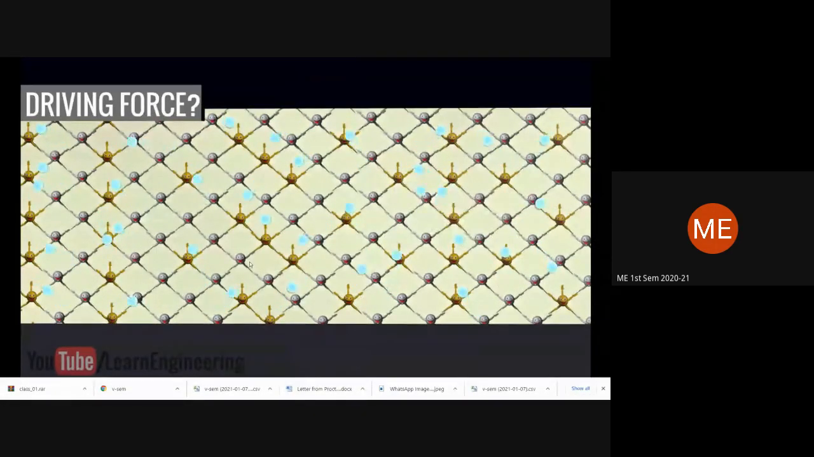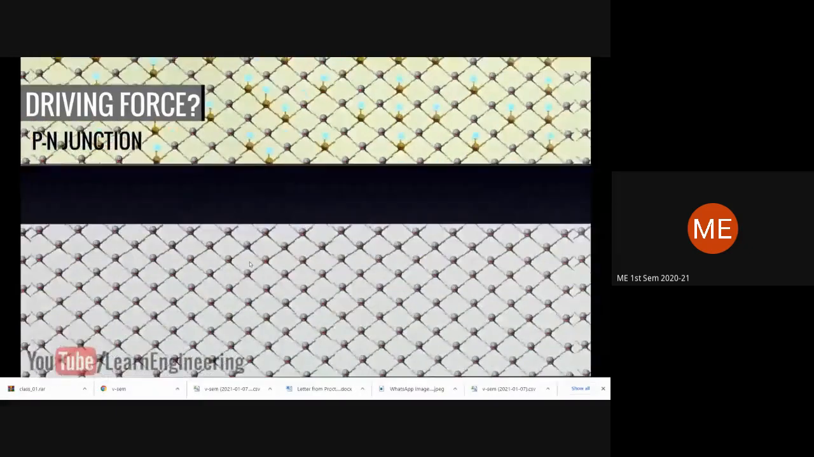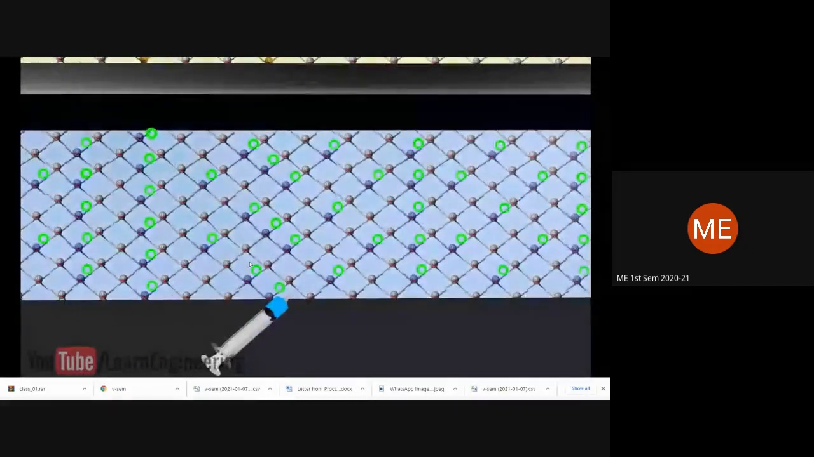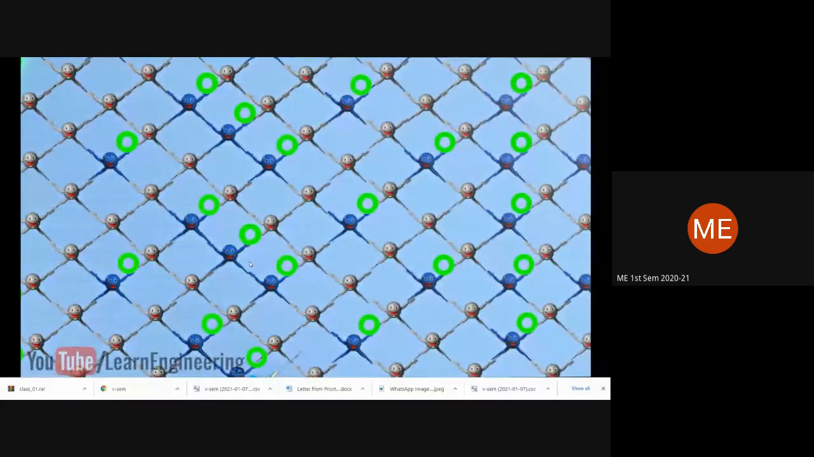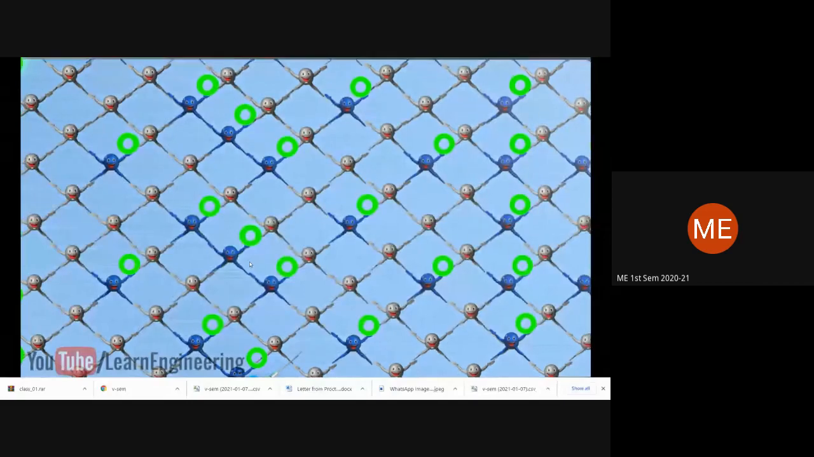An easy and practical way to produce the driving force is a PN junction. Let's see how a PN junction produces the driving force. Similar to N-type doping, if you inject boron with 3 valence electrons into pure silicon, there will be 1 hole for each atom. This is called P-type doping.